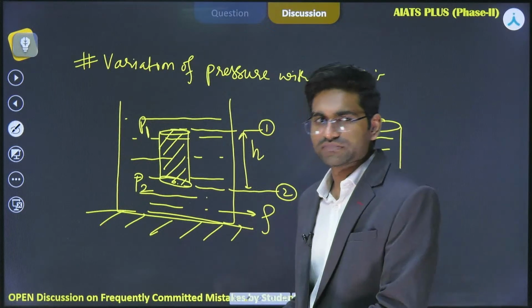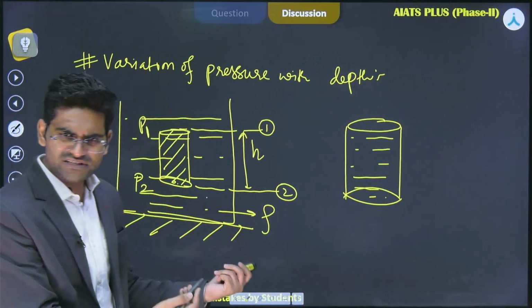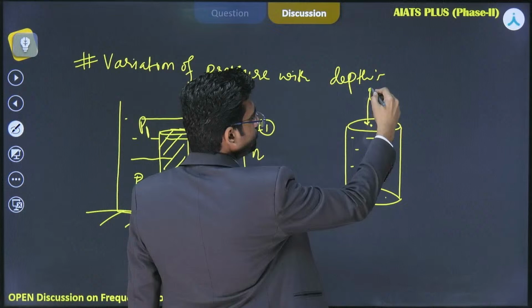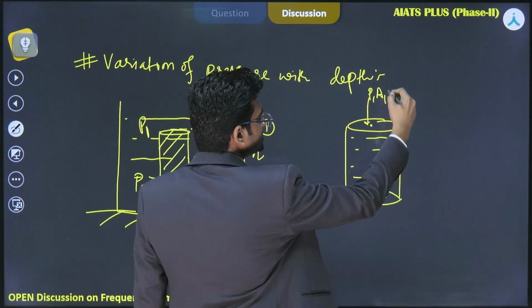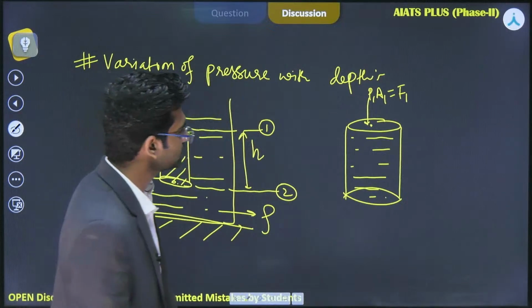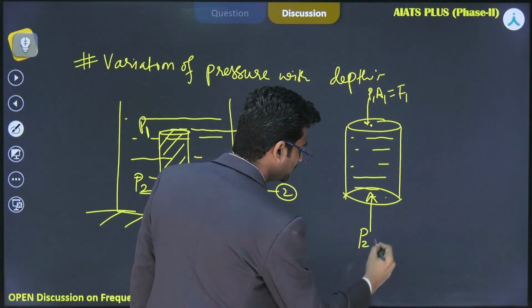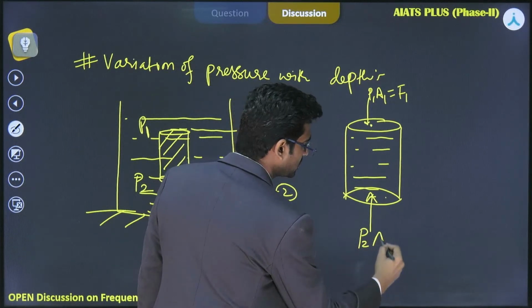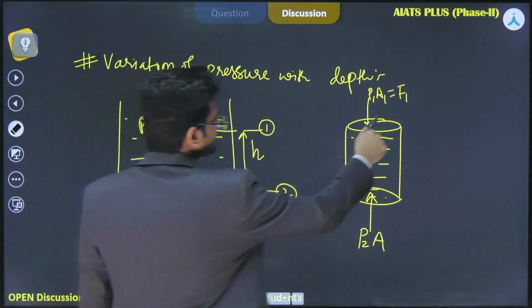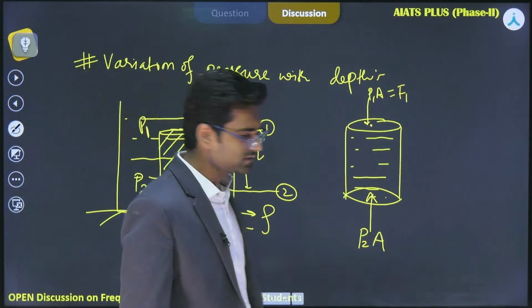If it is in equilibrium, then the net force on this system or on this cylinder should be 0, right? So force here will be P1A1. I am writing F1 as P1A1, pressure into area. The pressure here will be P2A2, or simply A, because this area would be the same. So this is P1A, this is P2A.